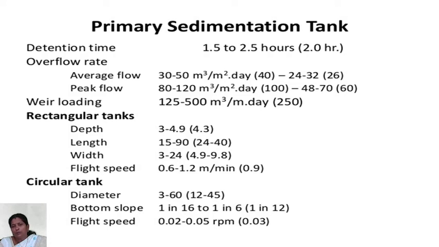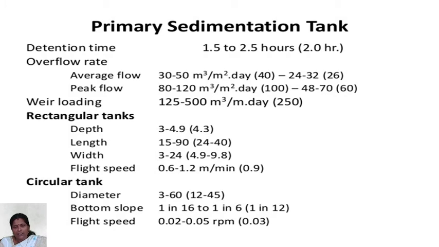Weir loading is 125 to 500. The typical value is taken as 250. For a rectangular tank, the depth will always be assumed as 3 to 4.9, or 4.3 typically. Length is 15 to 90, taken as 24 to 40. Width is 3 to 24, typically 4.9 to 9.8. Flight speed is 0.6 to 1.2 meter per minute, or taken as 0.9.